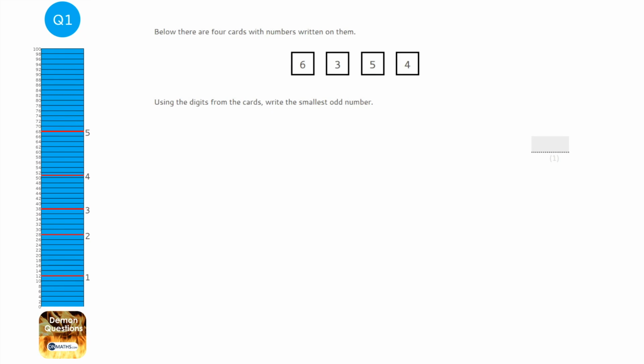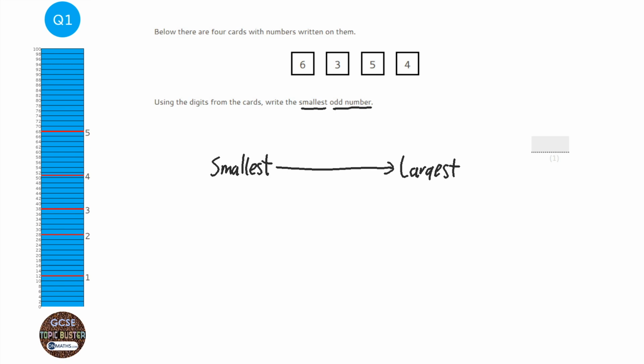So this question asks us to write the smallest odd number. Now there's two instructions there. We need to make the smallest number from the digits and it needs to be odd. So to make the smallest number, we want to use the smallest digits on the left hand side of the number and the largest digits on the right hand side of the number. We also need the last number to be odd. Now to make a number odd, the last number needs to be 1, 3, 5, 7 or 9. Okay, so looking at the largest numbers, the largest number is 6, so we want to end on a 6.